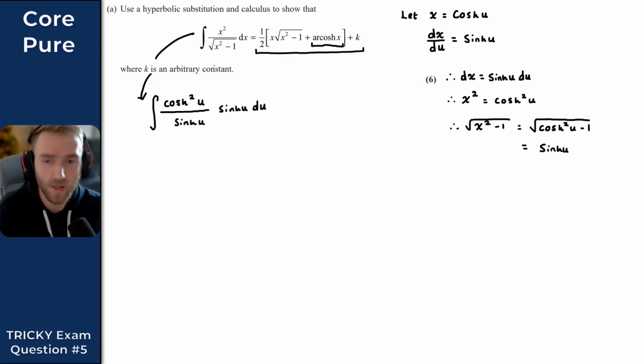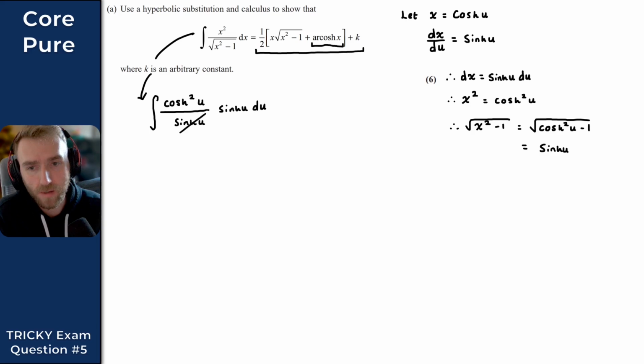So what can I do here? Well, I've got a sinh u here. That just cancels with this sinh u here, right? And in that case, what I get here is the integral of cosh squared u du. So cosh squared u du.